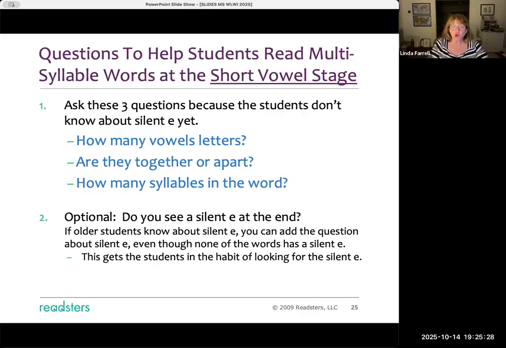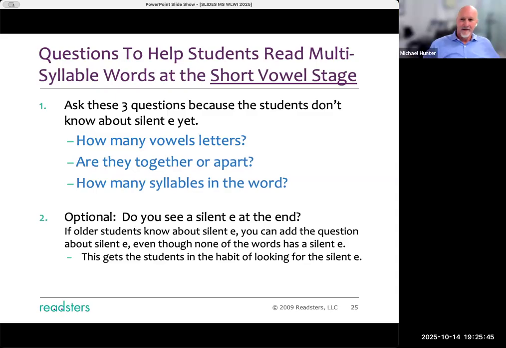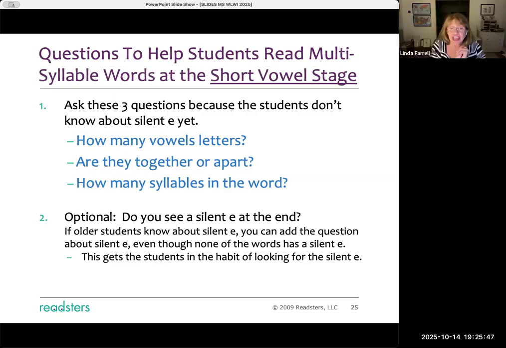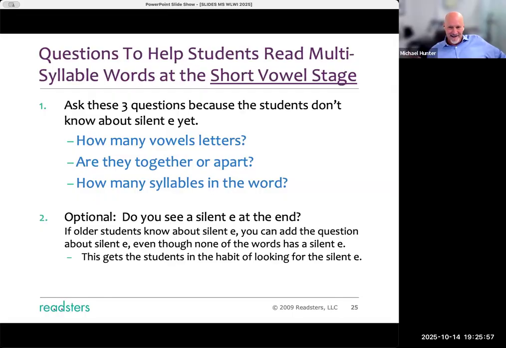Remember, right now we're just working with closed syllables, which is a syllable with one vowel, and the vowel is not at the end. So we're not going to ask, do you see a silent E at the end? Because that isn't going to be important. And we're not going to use words with silent E.